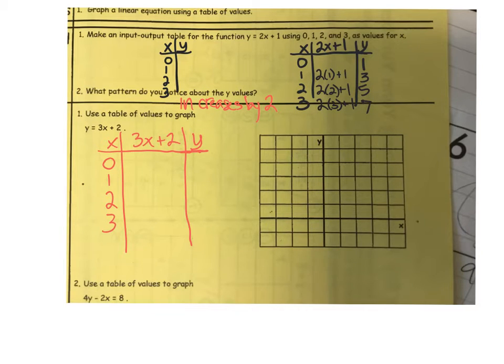0 is always easy. 3 times 0 plus 2. 3 times 1 plus 2. 3 times 2 plus 2. 3 times 3 plus 2. Yeah? I'm going to give you guys a second to catch up.